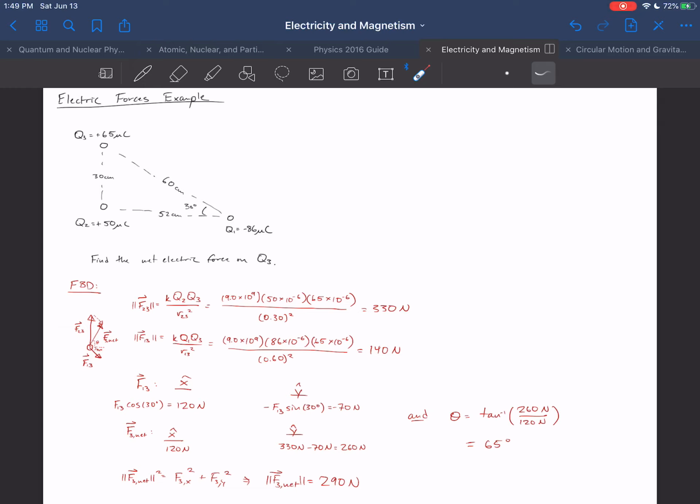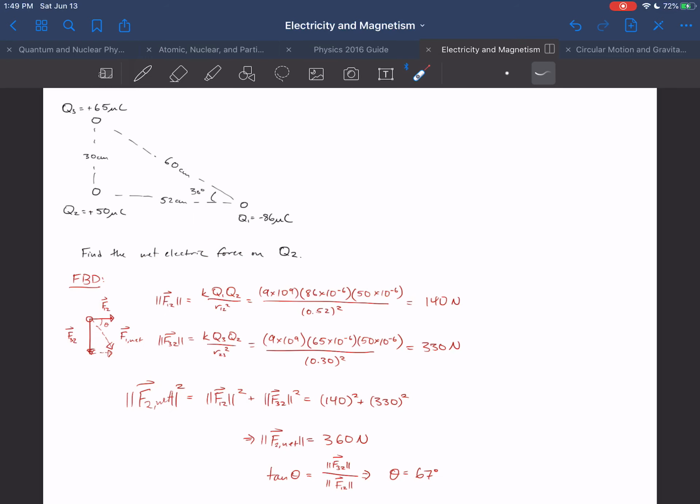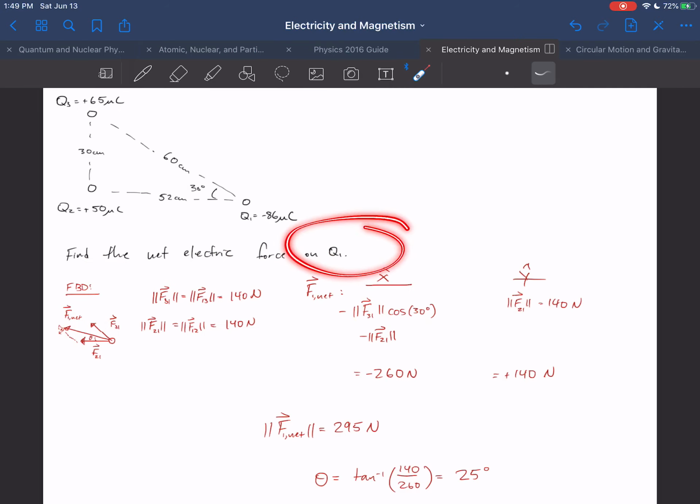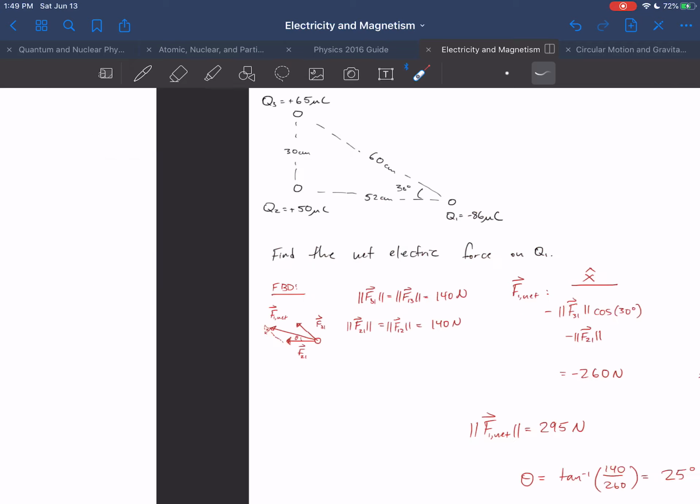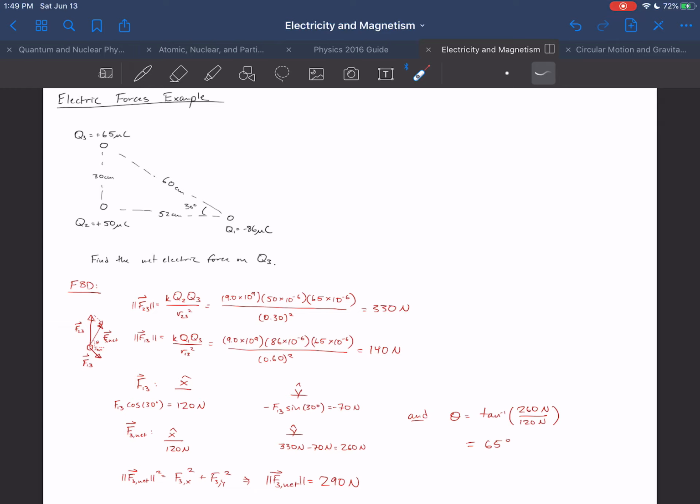And in this example, you were asked to find the net electric force on Q3, although you can see that there is also the task of finding the net electric force on Q2 and on Q1, which I will leave as an exercise to the watcher. I'm only going to go through this first one, although the process is in principle the same. All right, so let's find the net electric force on Q3.